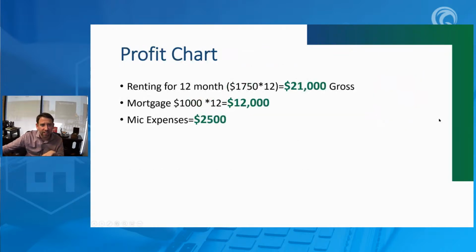It's a lot of math. All right. Now, if we're renting it out for $1,750, that's $21,000 in gross. We're going to subtract $1,000 a month for the mortgage payment, all right, plus miscellaneous expenses like $2,500.